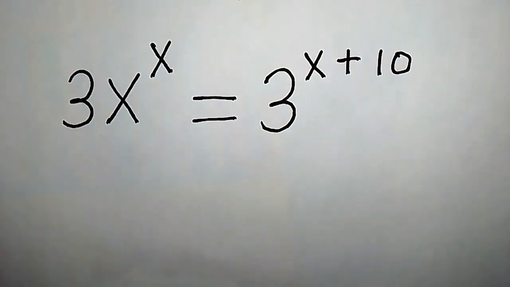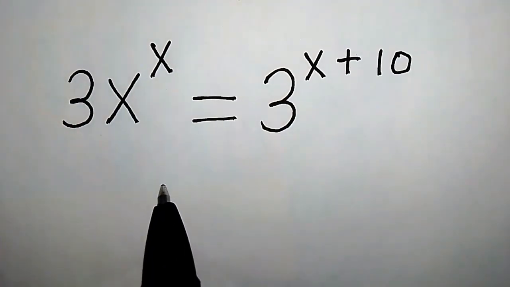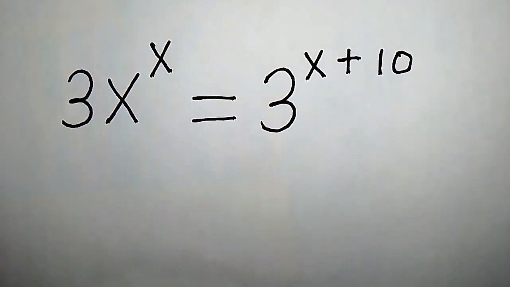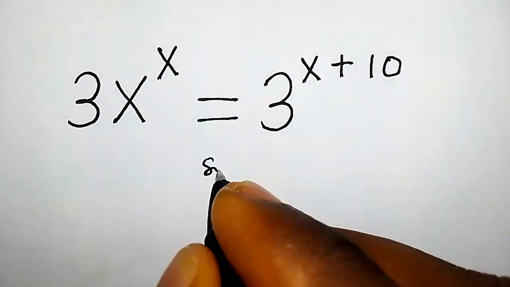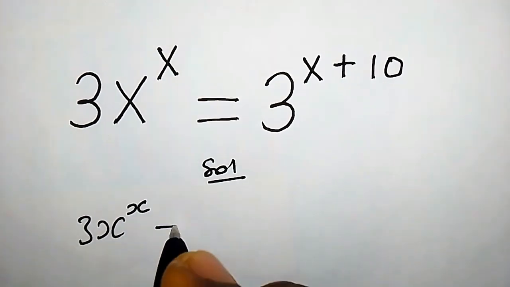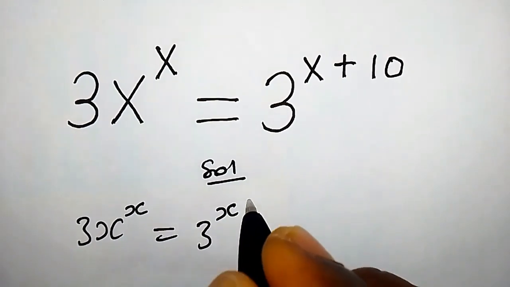3 times x to the power of x is equal to 3 to the power of x plus 10. How do we solve this equation? Solution. So we have 3x to the power of x is equal to 3 to the power of x plus 10.